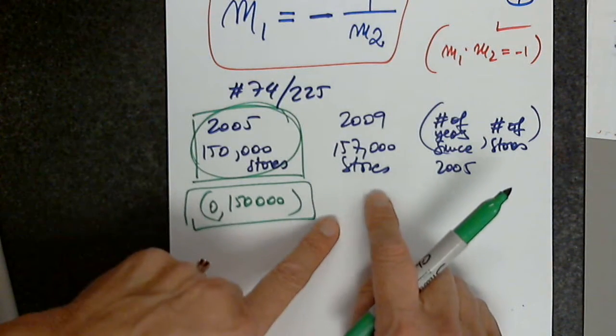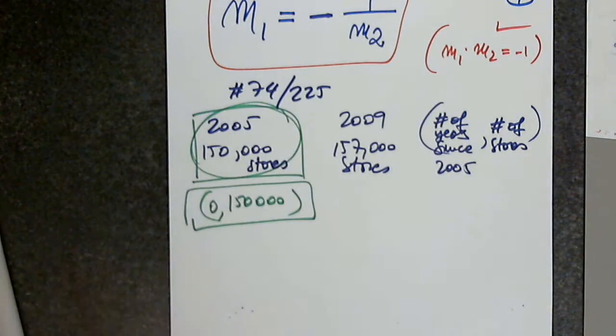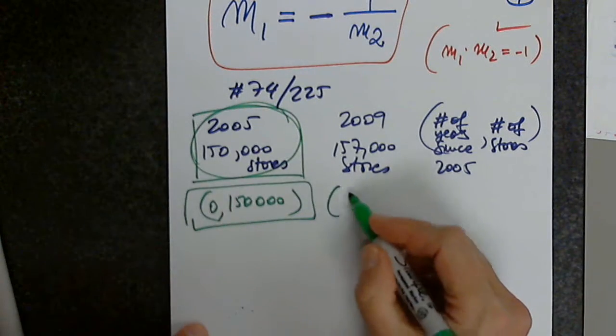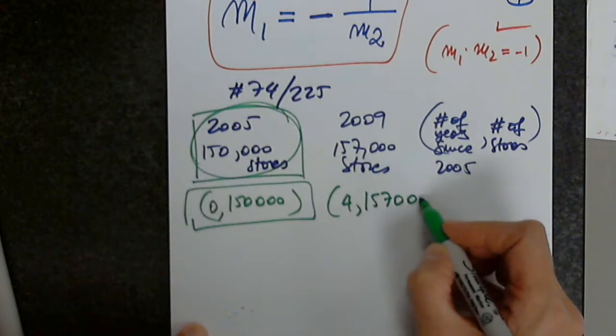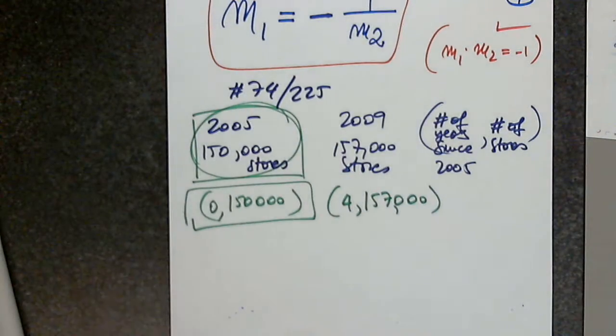So now let's come up with something similar for the second scenario. In 2009, we have 157,000 stores. However, we cannot use the name of a year. Yes, Danielle, go ahead. Very good. So you said 4, comma. That's it. Excellent. So I'm back to the same problem that we worked on the quiz an hour ago.